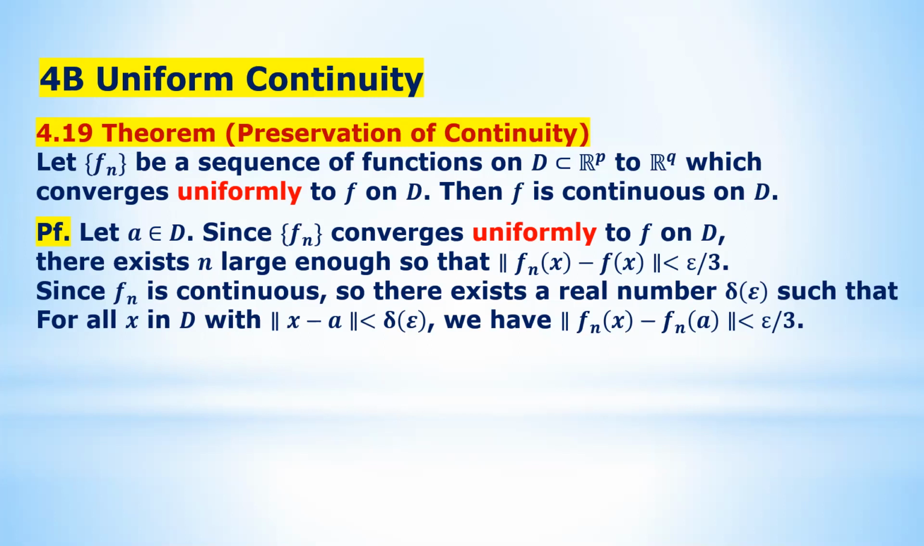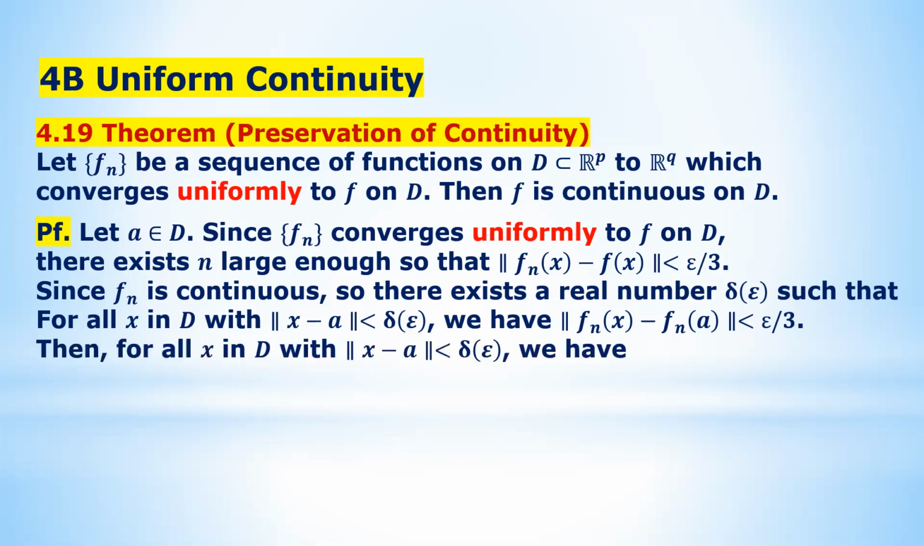So what I'm doing here is, first I choose n large enough to make the first inequality hold. Then I fix this n. And for this fixed n, Fn is continuous. Then I use the continuity property to show that when x is close enough to A, then for this special Fn, the difference between Fn(x) and Fn(A) is also less than epsilon divided by 3. Okay, so that's the basic setting. And then we go to trying to show the result.